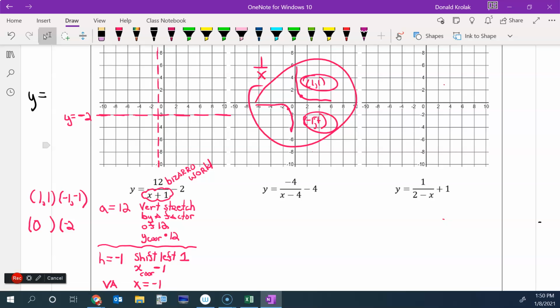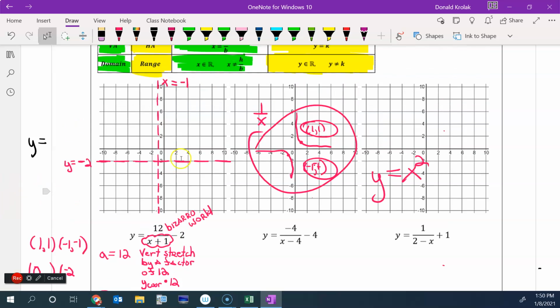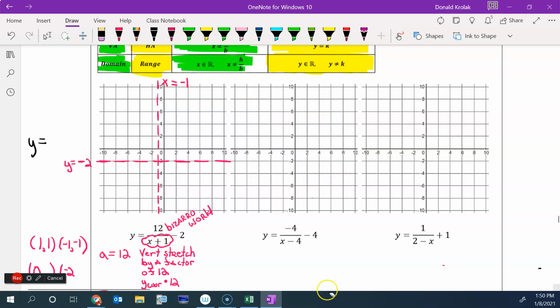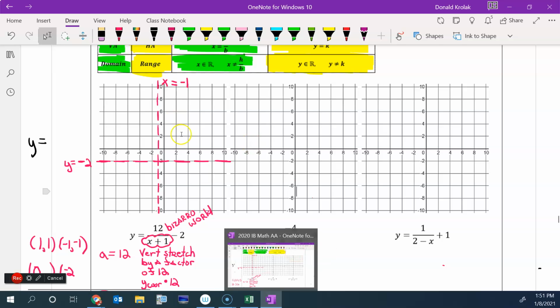It depends on the shape. If it was a squared, then the points I'd use would be 0, 0, 1, 1, and -1, 1. Those are on a parabola. So it all depends on what kind of equation it is. For all of these, it's always 1 over x. These are all reciprocal equations.